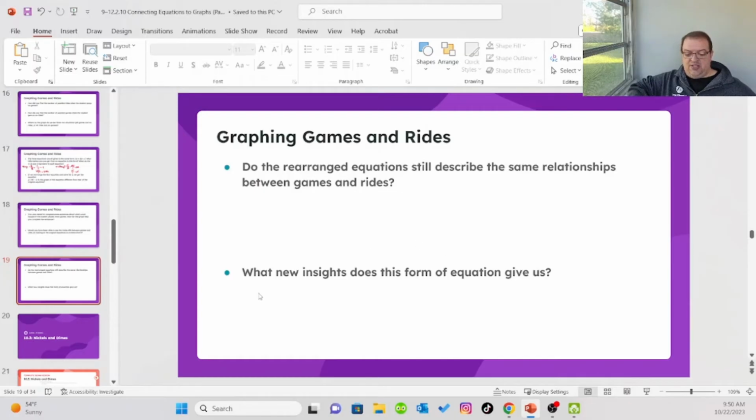What new insights does this form of equation give us? The standard form of the equation allows us to find the slope and the y-intercept by understanding that negative a divided by b is our slope and c divided by b is our y-intercept.